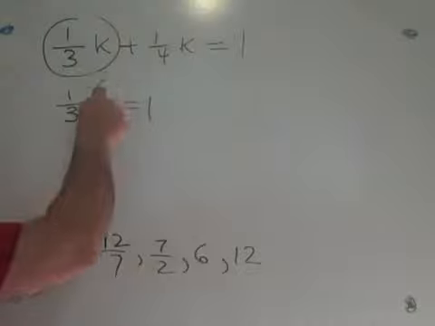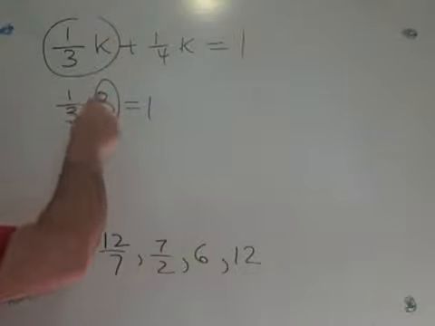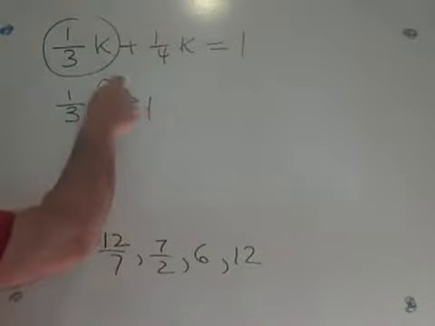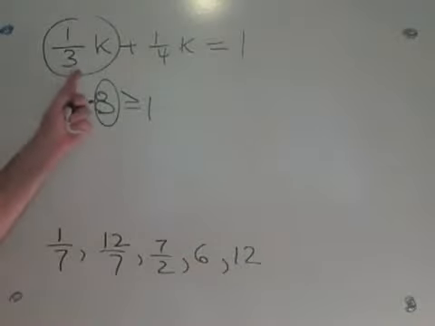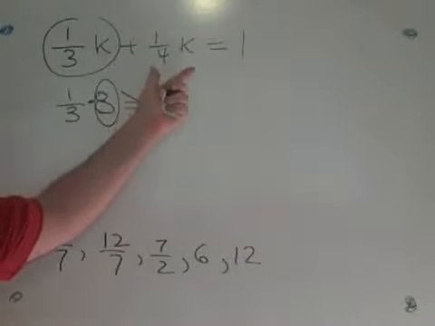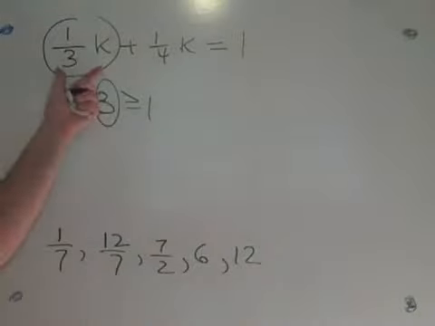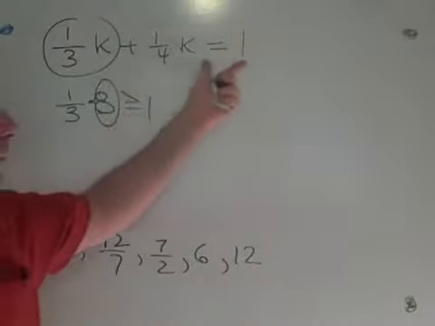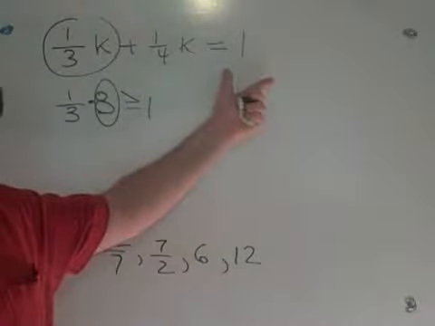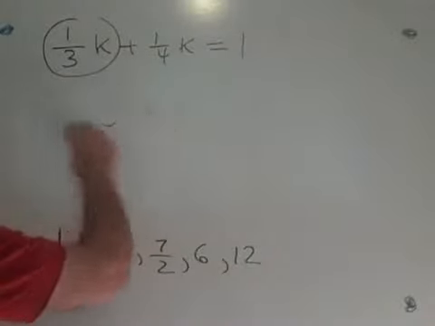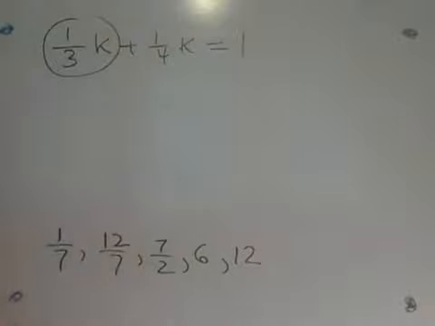In fact, if this number is bigger than 3, maybe 8, well, 1/3 times 8 is bigger than 1. And if you're more than 1, and you add more, because a quarter times 8 is some positive number, you won't be 1. You'll be more than 1. That is, k can't be 3 or more. That would be the first thing I noticed.